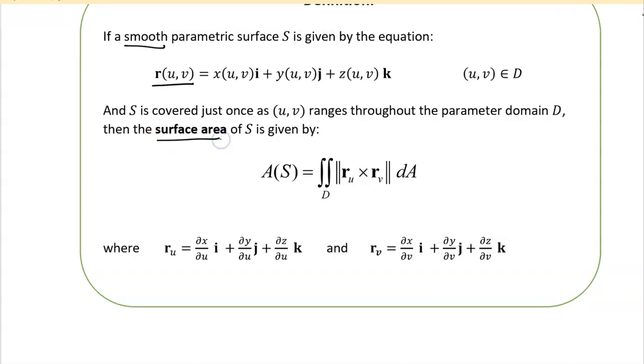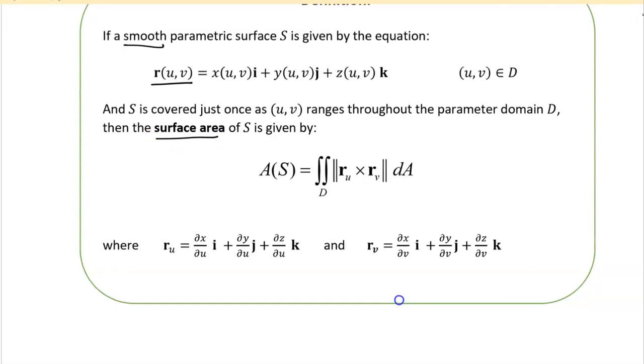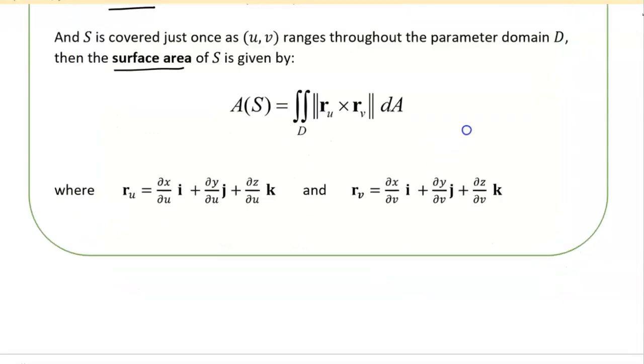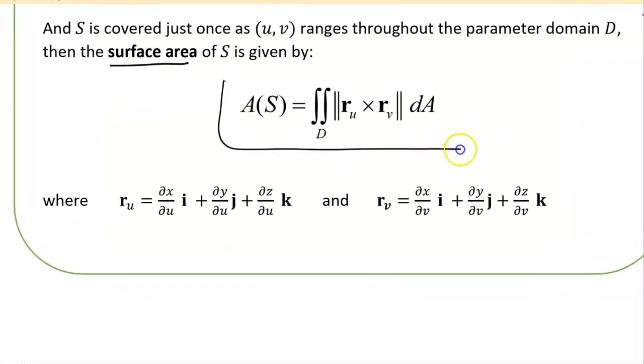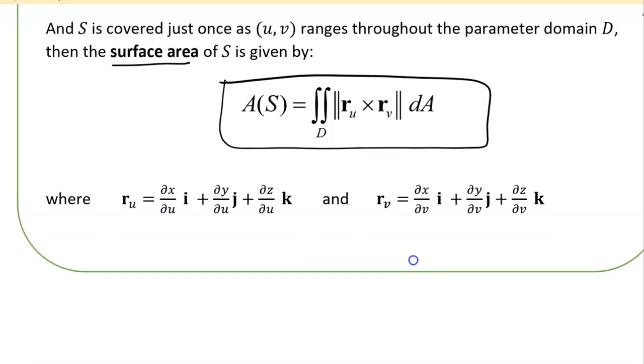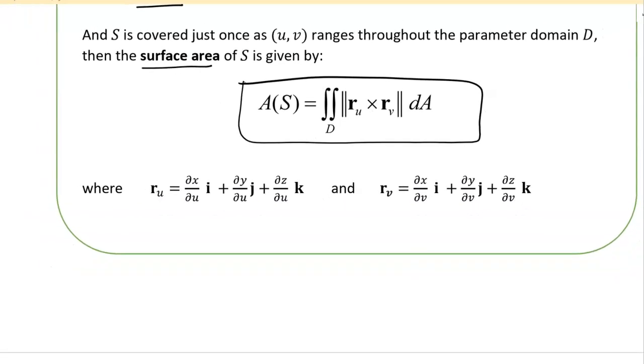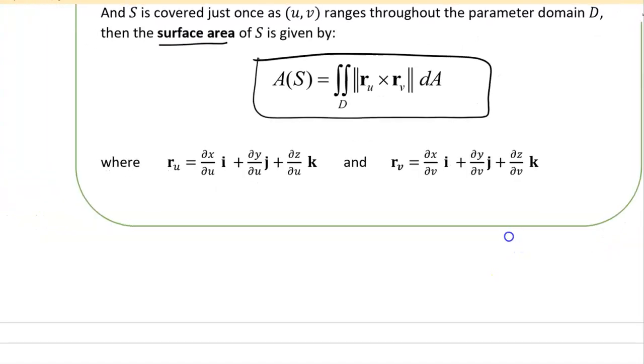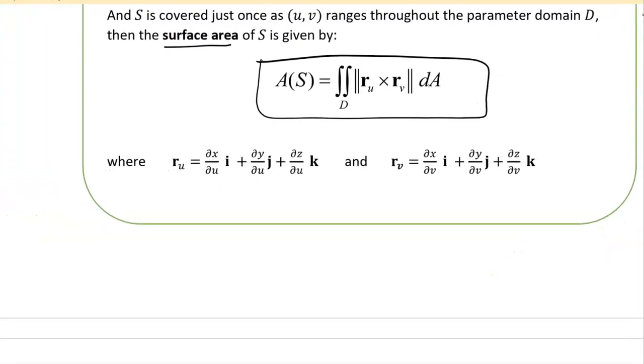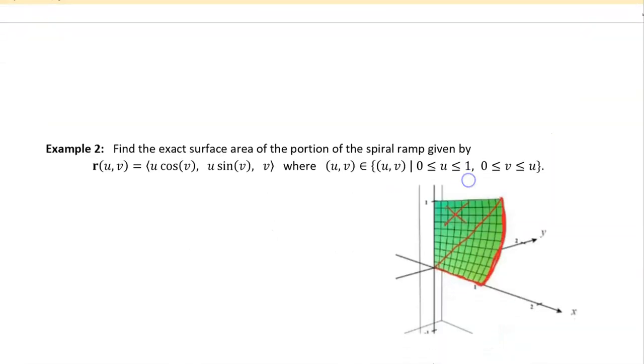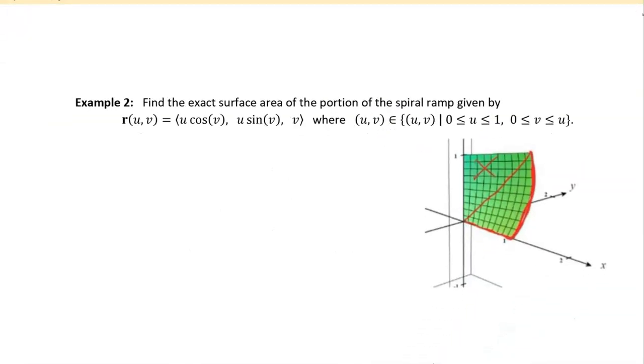Then the surface area of that parameterized surface is given by this double integral right here. Double integral over that region D of the magnitude of R sub U cross R sub V dA, where R sub U and R sub V are those partial derivatives of R with respect to U and V, respectively. So got to know that formula right there. That is going to give you your surface area.